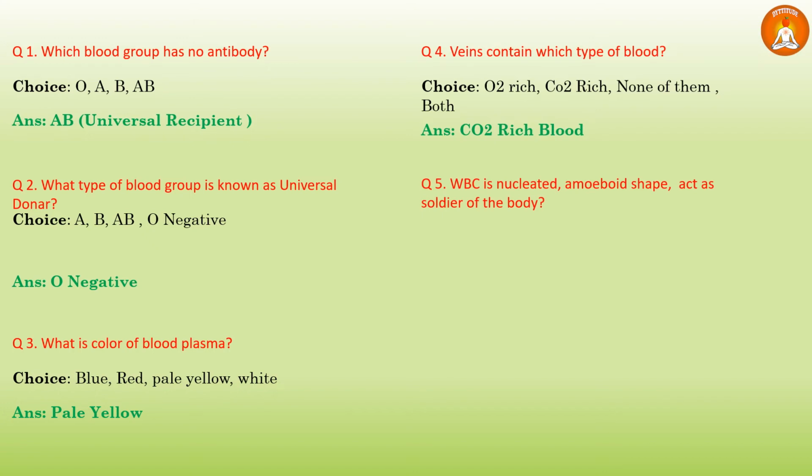Next, WBC is nucleated, amoeboid means of any shape, and acts as a soldier of the body. So choices are: first is correct, is it nucleated? Third is correct, is a soldier of the body. Second and third are correct. And the last choice is all three are correct, and the answer is all three are correct.